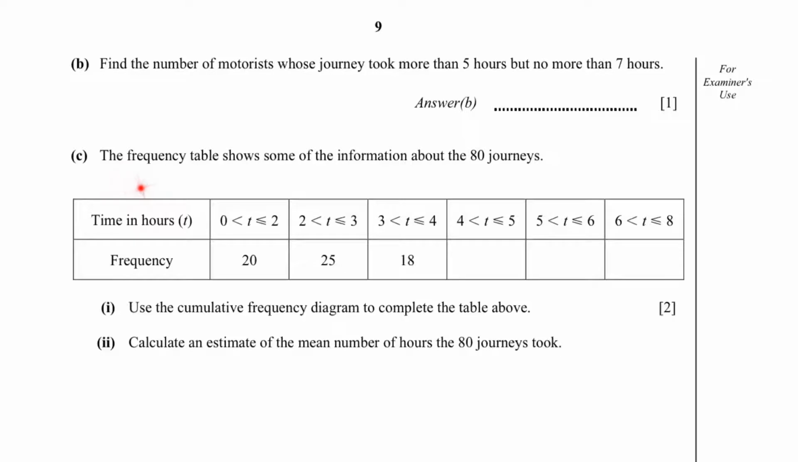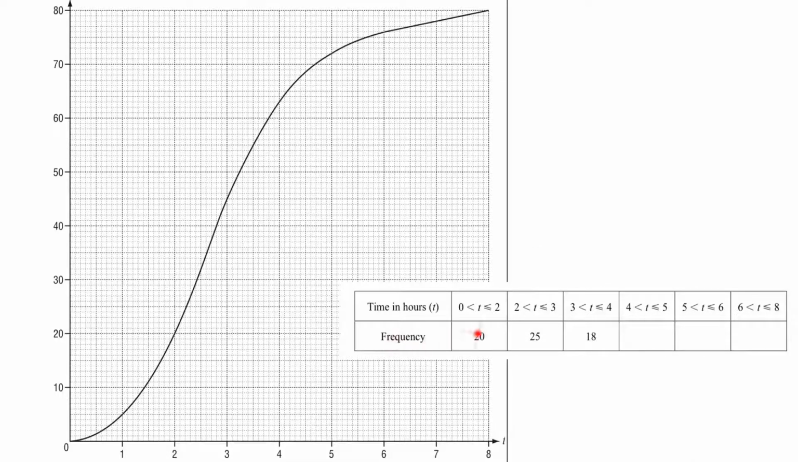In C, we have been given the frequency table about the 80 journeys. The time in hours has been given and the frequency has been given to us for each hour. Use the cumulative frequency diagram to complete the table above and calculate an estimate of the mean. So let's complete the table first by looking at the graph. Okay, so we've got the table here and the frequency diagram here. 0 to 2 is 20, 2 till 3 is 25. We will write the end result for 2, 3, 4 in the graph, then it will be easier to solve.